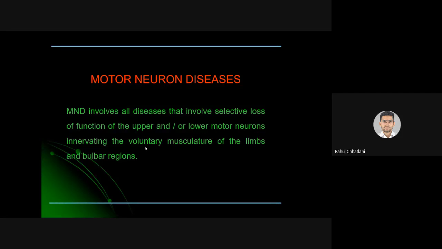It can be upper motor neuron, it can be lower motor neuron. Motor neurons originate specifically from the spinal cord, so the brain will be relatively spared. Only spinal cord affection you will be able to see, but the lower aspect, the brainstem level, can be affected. That is why there is bulbar region affection.